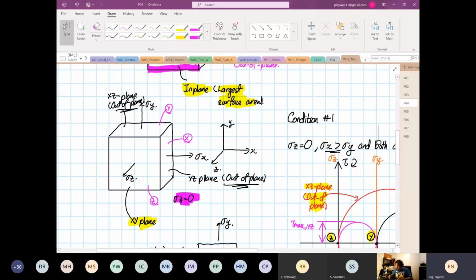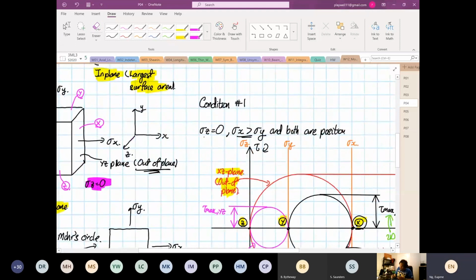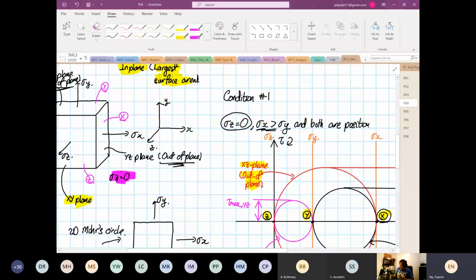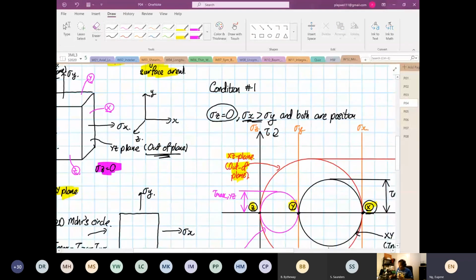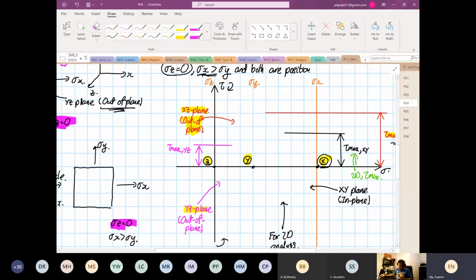So we have one condition: stress x is equal to 0, stress z is equal to 0, and stress x is greater than stress y. When you draw Mohr circle, I think I'll draw this physically, what you see first. I think that's more important for me to start drawing now.